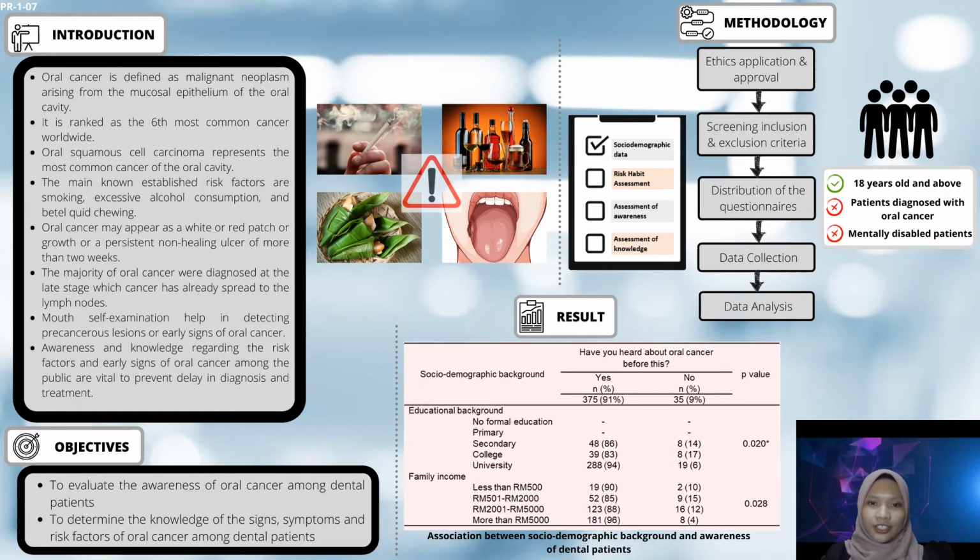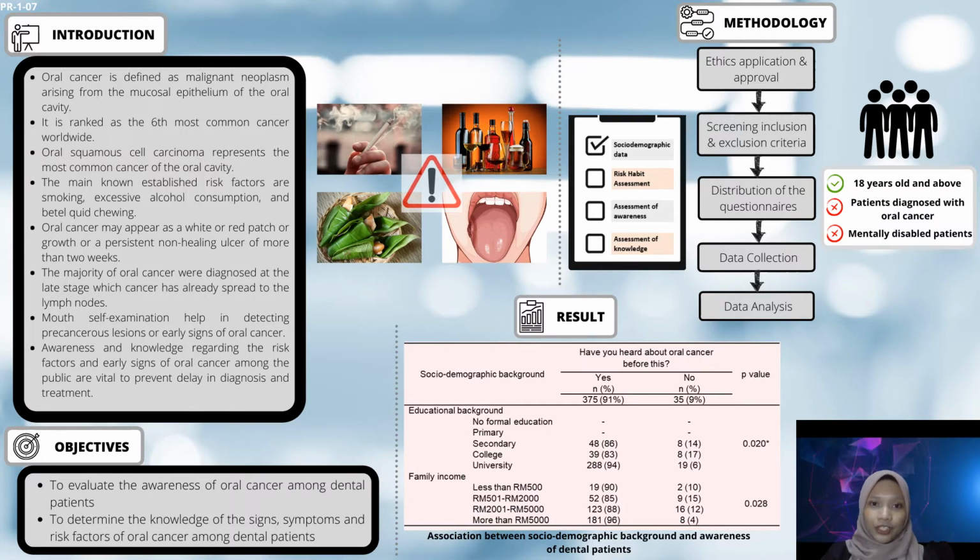Various risk factors are associated with oral cancer, but the main established risk factors are smoking, excessive alcohol consumption, and also betel quid chewing. Oral cancer may appear as a white or red patch, a growth, or a persistent non-healing ulcer of more than 2 weeks. The majority of oral cancer were diagnosed at the late stage, when the cancer has already spread to the lymph nodes.